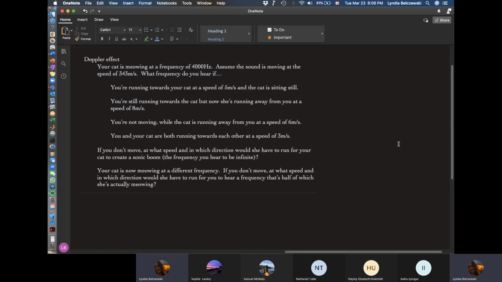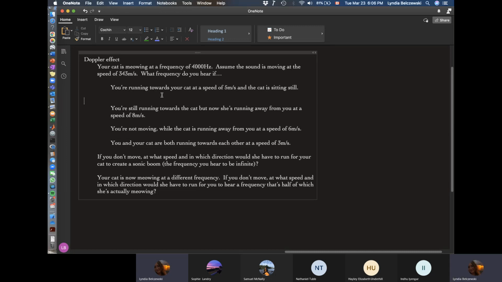Excuse me. Okay. So we're going to do Doppler effect with a cat, which is not super realistic, but I have cats running crazy in the background behind me here because I haven't fed them yet and they're mad, so I thought it would be appropriate.